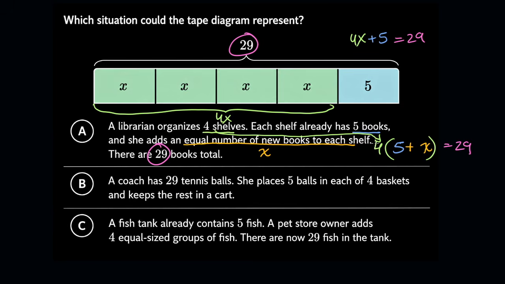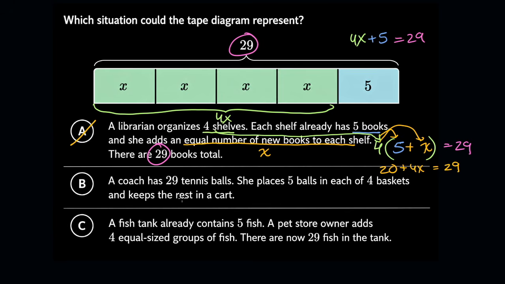If we were to distribute this 4, we would get 4 times 5 is 20. 4 times x is 4x. We would get that equaling 29. 20 plus 4x equals 29, or 4x plus 20. Well, this is 4x plus 5. So this one doesn't make sense to me. So I'll rule that one out. It's a very different expression.